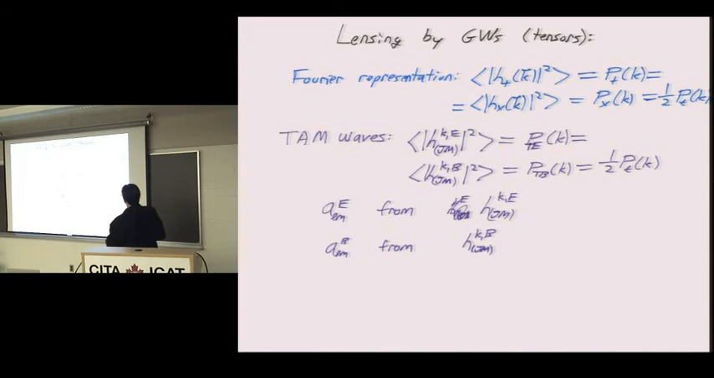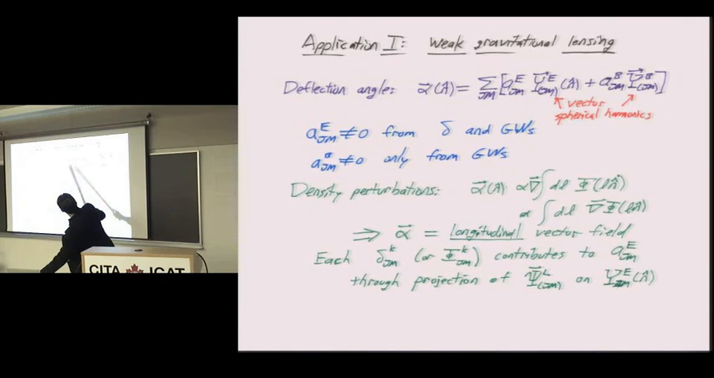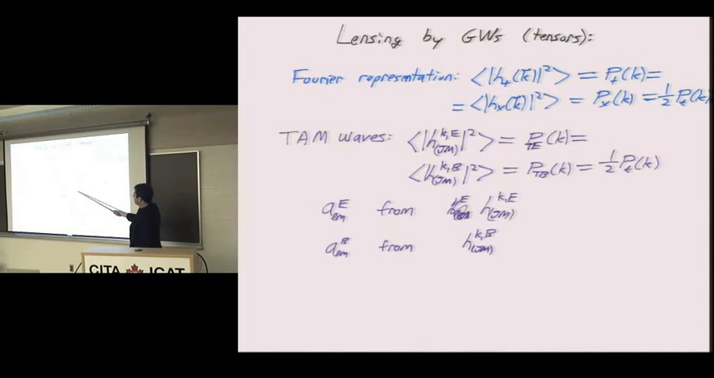And then the E mode spherical harmonic for the deflection angle arises only from the E modes of the gravitational waves, and the B mode spherical harmonic arises only from the B mode of the tensor angular momentum wave. You can also imagine constructing a realization of a gravitational wave background that has only E modes and not B modes. But that violates statistical isotropy. It puts us in a preferred place in the universe.